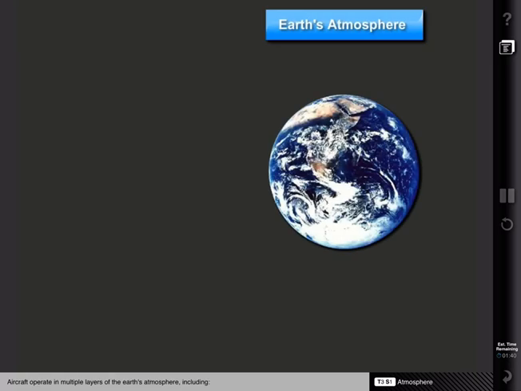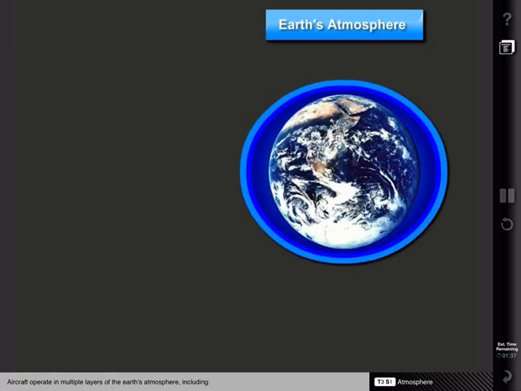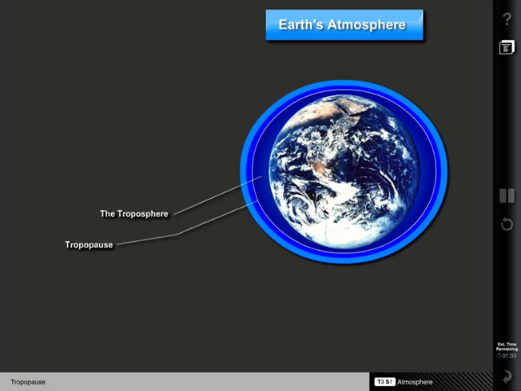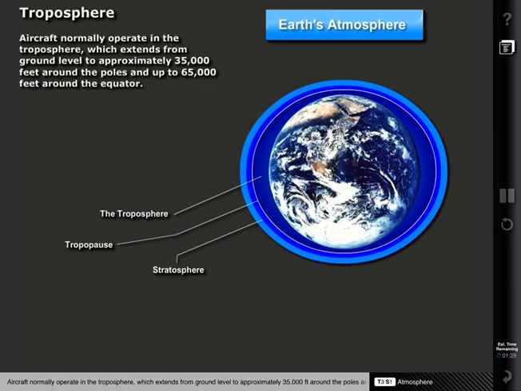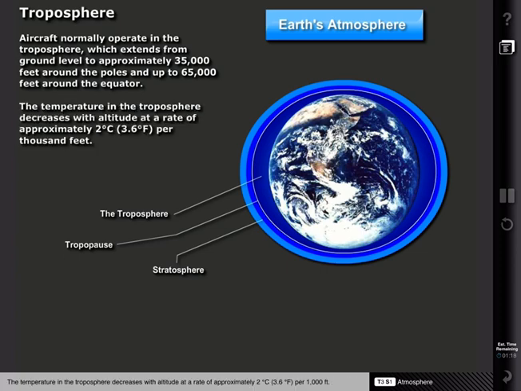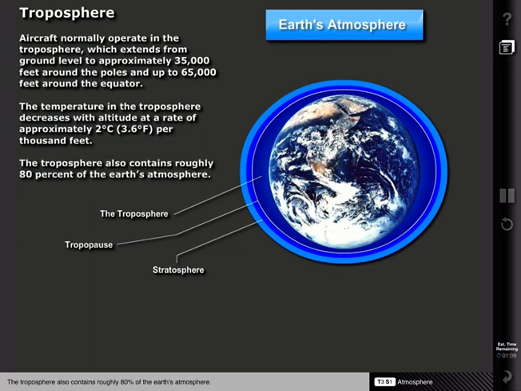Aircraft operate in multiple layers of the Earth's atmosphere, including the troposphere, tropopause, and stratosphere. Aircraft normally operate in the troposphere, which extends from ground level to approximately 35,000 feet around the poles and up to 65,000 feet around the equator. The temperature in the troposphere decreases with altitude at a rate of approximately 2 degrees Celsius per 1,000 feet. The troposphere also contains roughly 80% of the Earth's atmosphere.